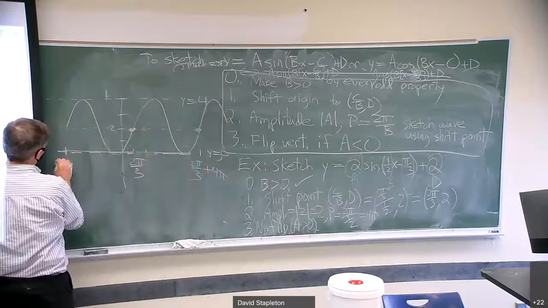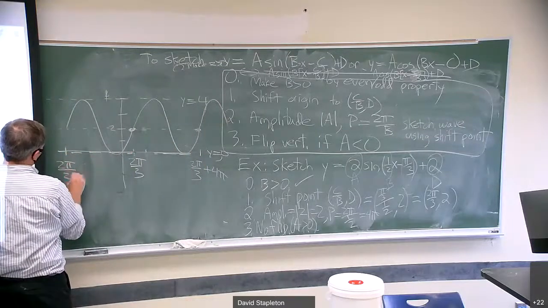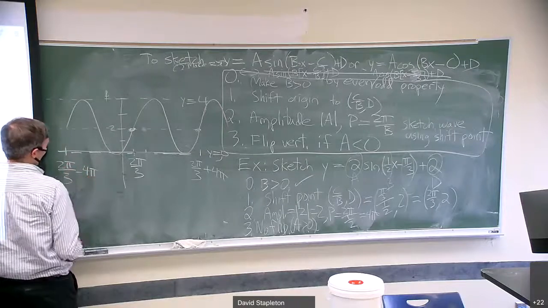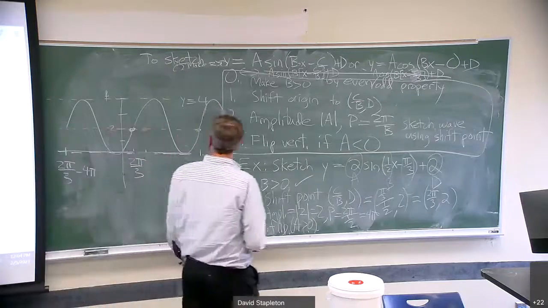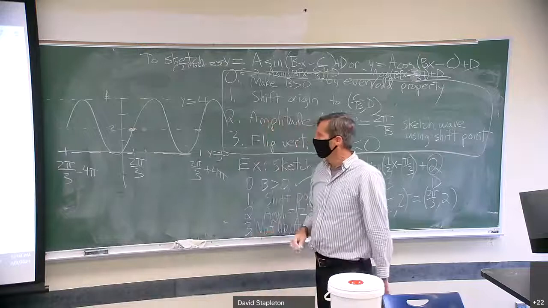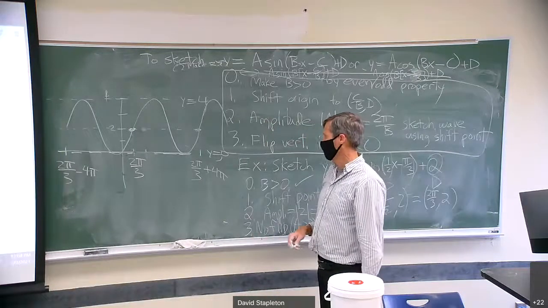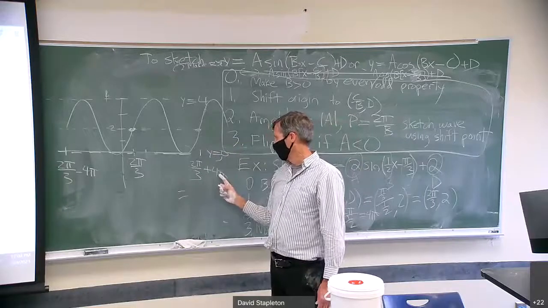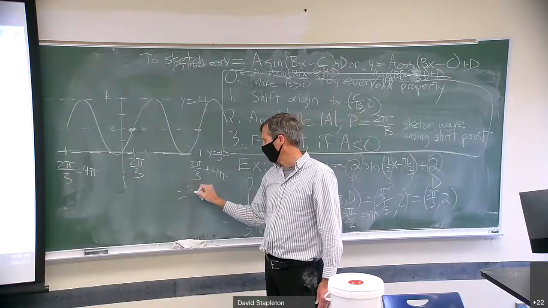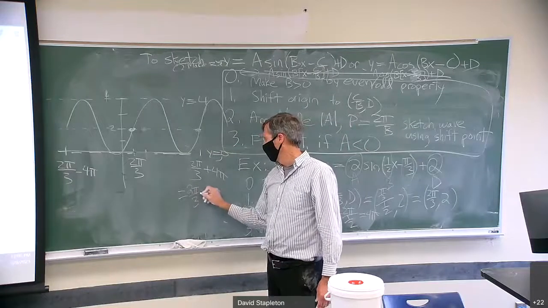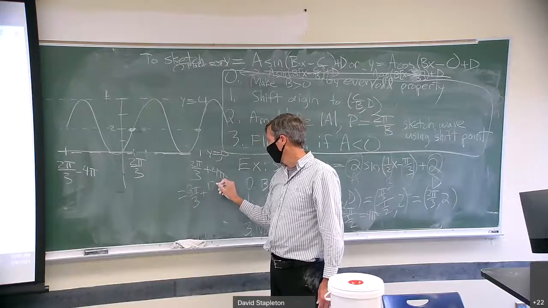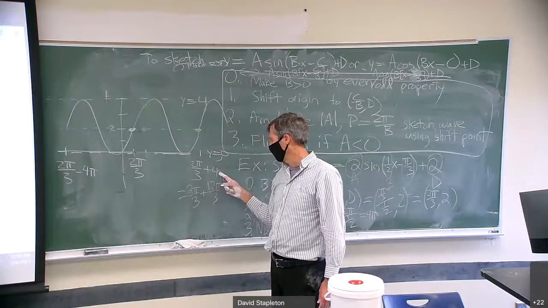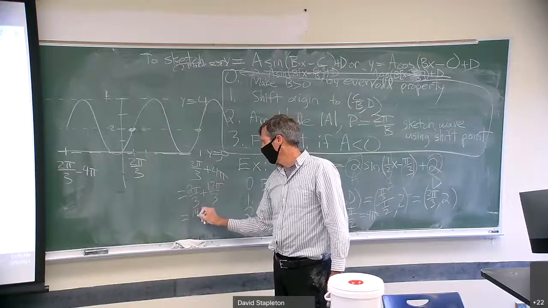This point here would be 2 pi over 3 minus 4 pi. One period to the left. So, not only that, we can get exact points. What is this point here? You have to do your quotients, right? Put them over a common denominator. 2 pi over 3 plus 12 pi over 3, multiplying top and bottom by 3, is 14 pi over 3.